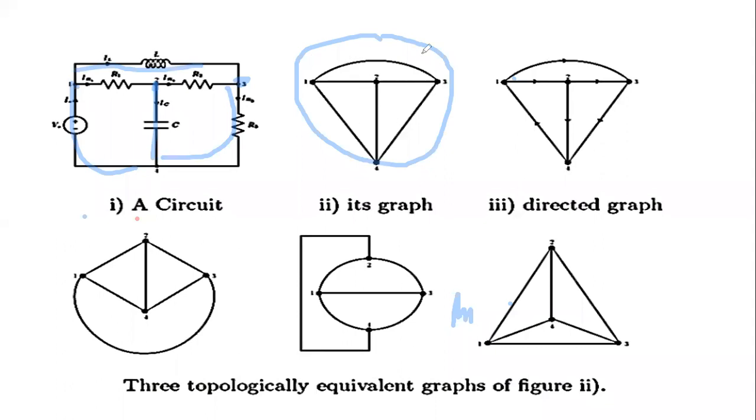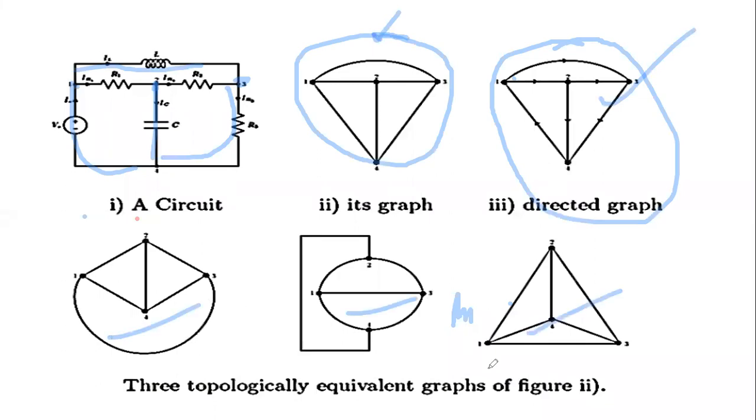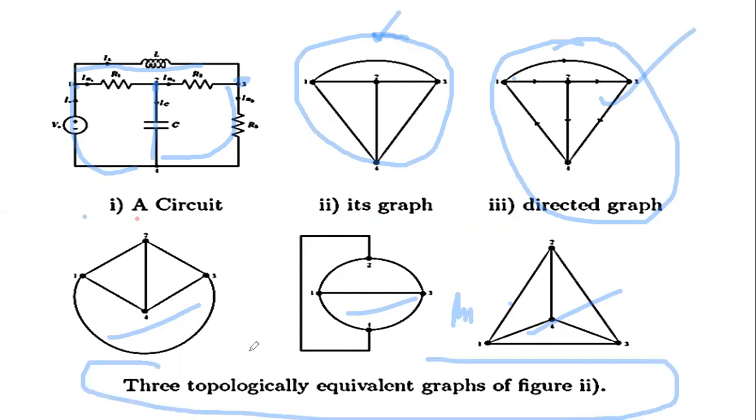Now this one is a graph, but it is not directed with arrows. Here arrows are there, so this one is the directed graph or oriented graph. Not only this one, but there can be three other variations of the same graph. These are also the graph of the same circuit, just a change in the shape or the structure. Three topologically equivalent graphs of figure 2 or 1 actually.